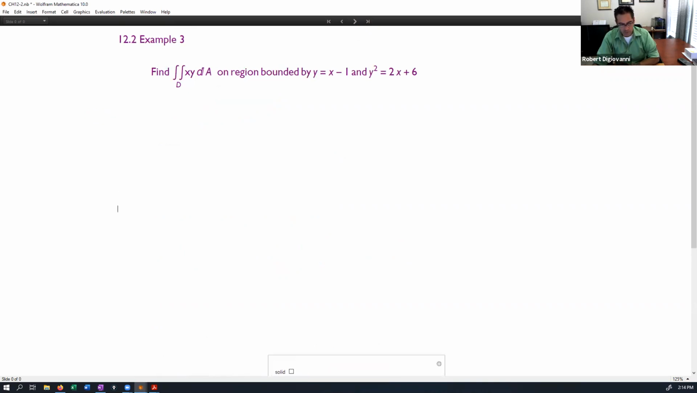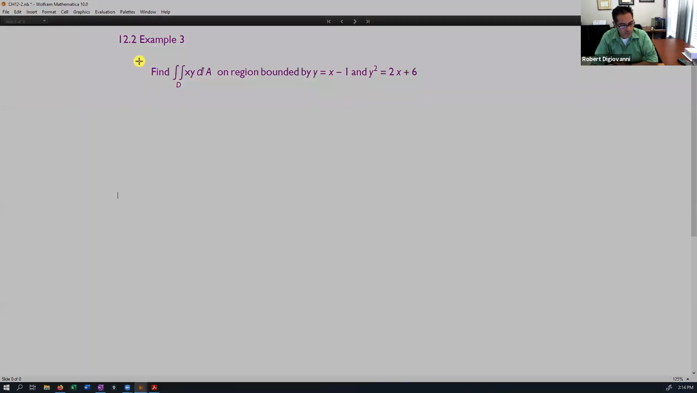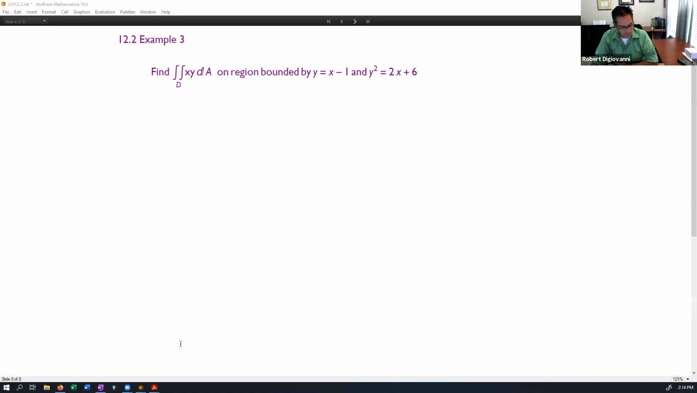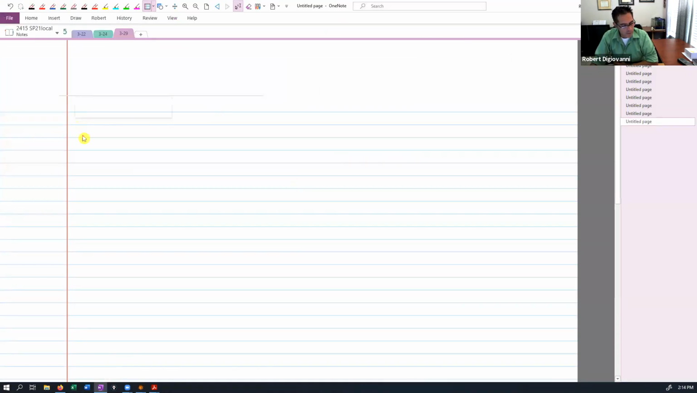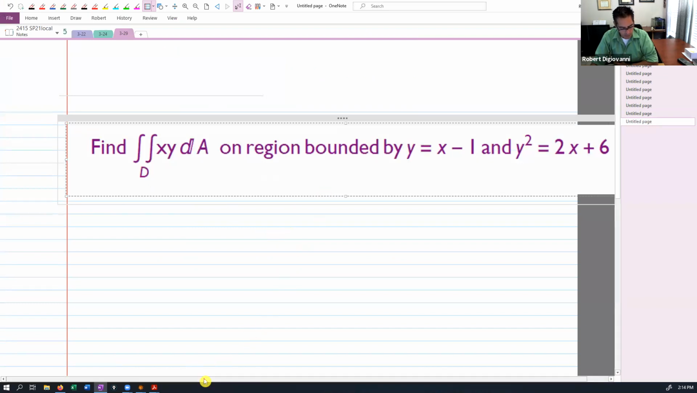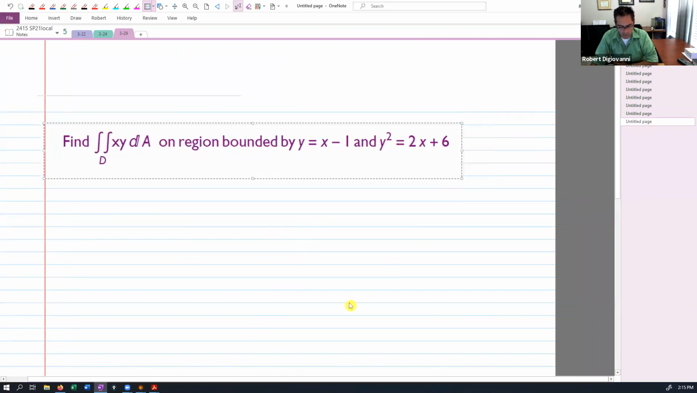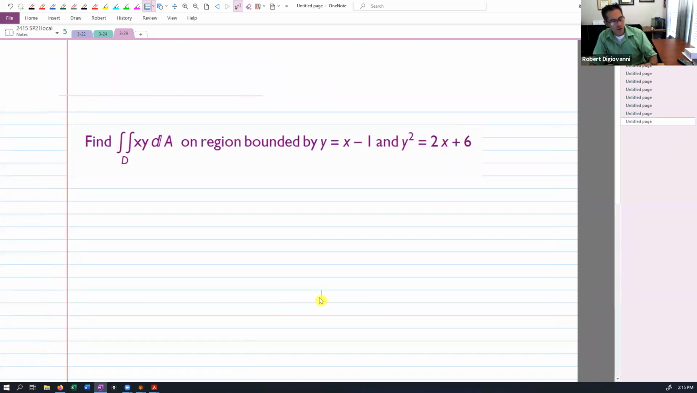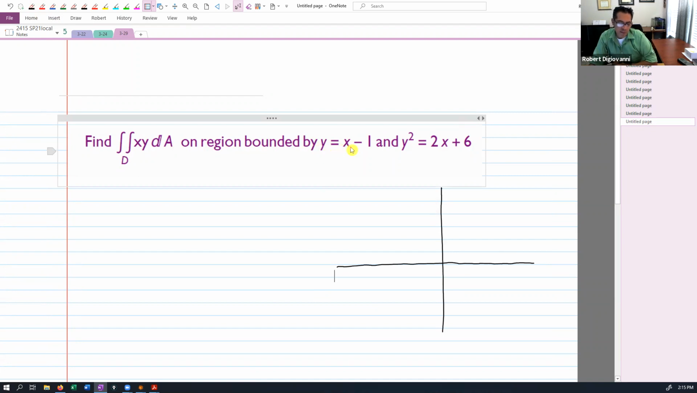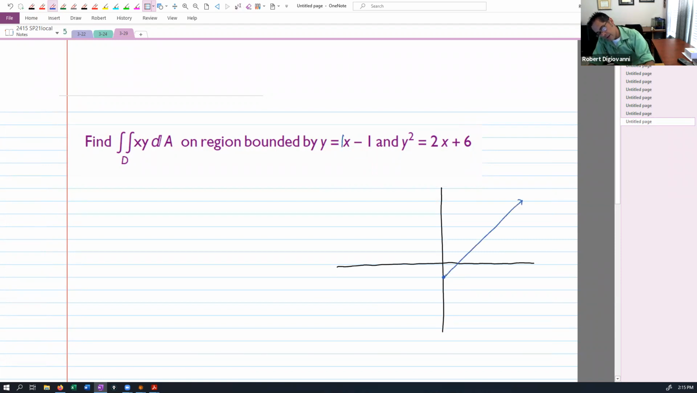So here's an example. We'll get this one set up. We start out with the region. So I'm going to draw my region here. Okay, y equals x minus 1 is a line. It has a y-intercept of -1 and a slope of 1. y equals mx plus b, right? So we know that that looks like this.